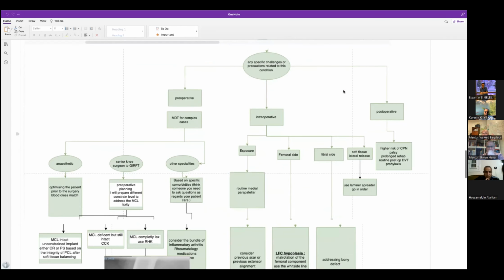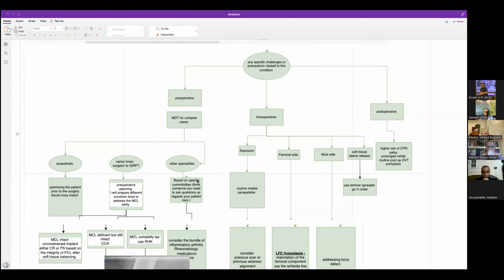The general principles, I would say pre-operative, intraoperative, and post-operative. Complex case, I need an anaesthetic assessment. I need a senior hip and knee surgeon to get it right first time. And I need to do pre-operative planning for the MCL deficiency. If this is completely deficient, I will use a condylar constrained knee. If it is completely lax, I will use a rotating hinge knee replacement.